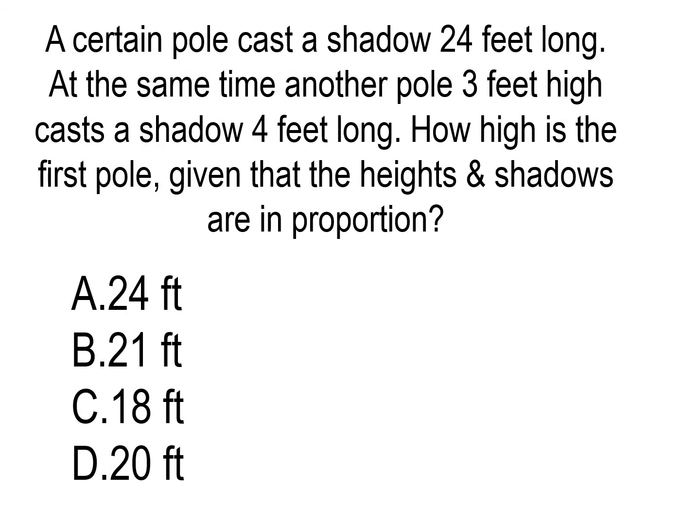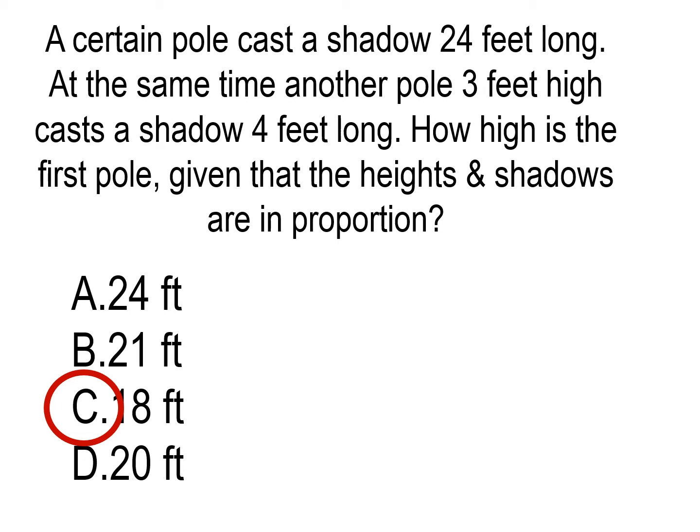Okay, let's proceed now to our next problem. We have a certain pole that casts a shadow 24 feet long. At the same time, another pole 3 feet high casts a shadow 4 feet long. How high is the first pole, given that the heights and shadows are in proportion? So the answer here is letter C, which is 18 feet.